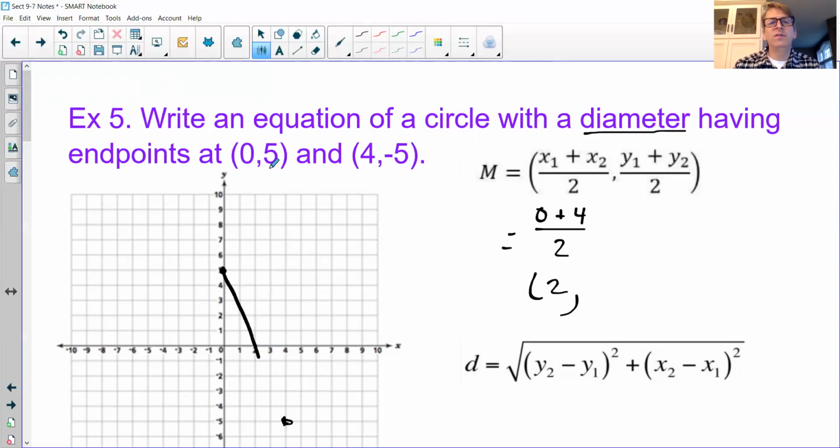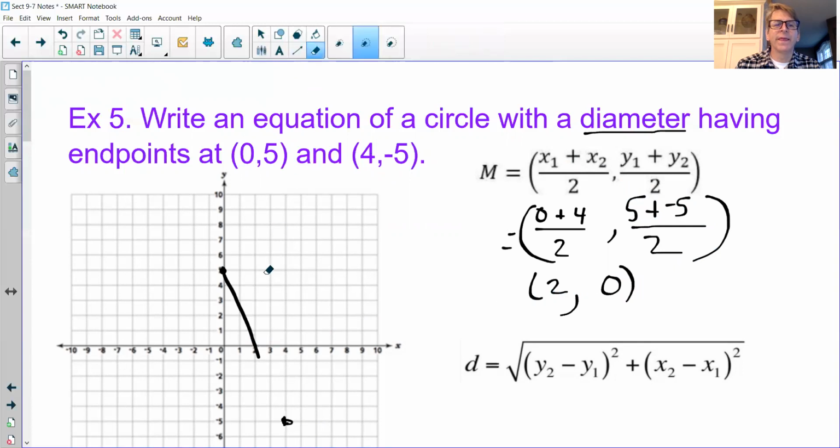y1 plus y2 is 5 plus negative 5, which is 0 over 2, which is 0. Let's walk through that again. y1 is 5 plus a negative 5, and that's 0, over 2, which is 0. So your midpoint on the diameter is (2, 0). You can kind of see where I was heading here. Okay, so that's the midpoint.